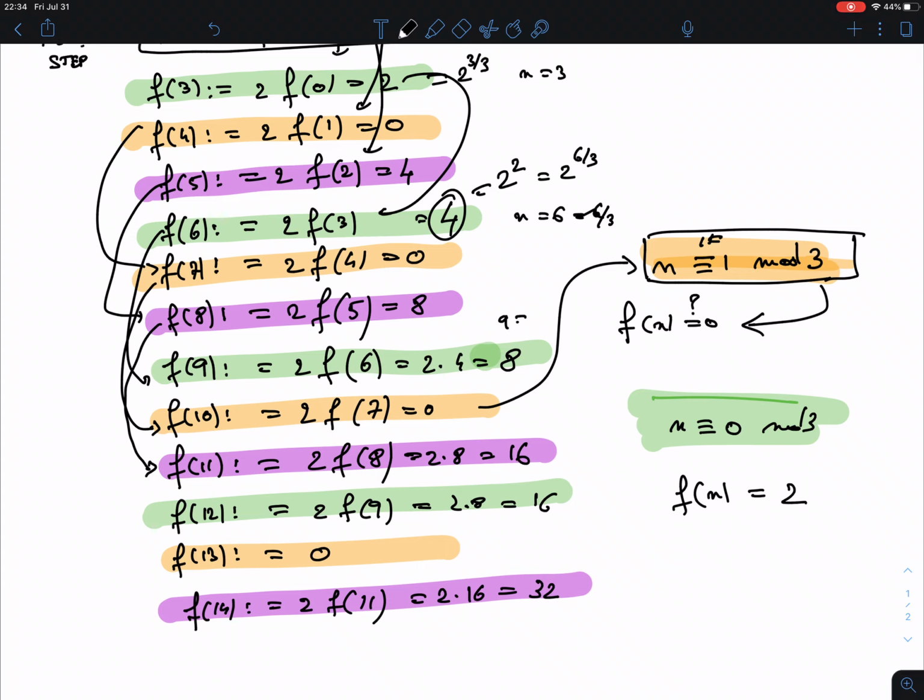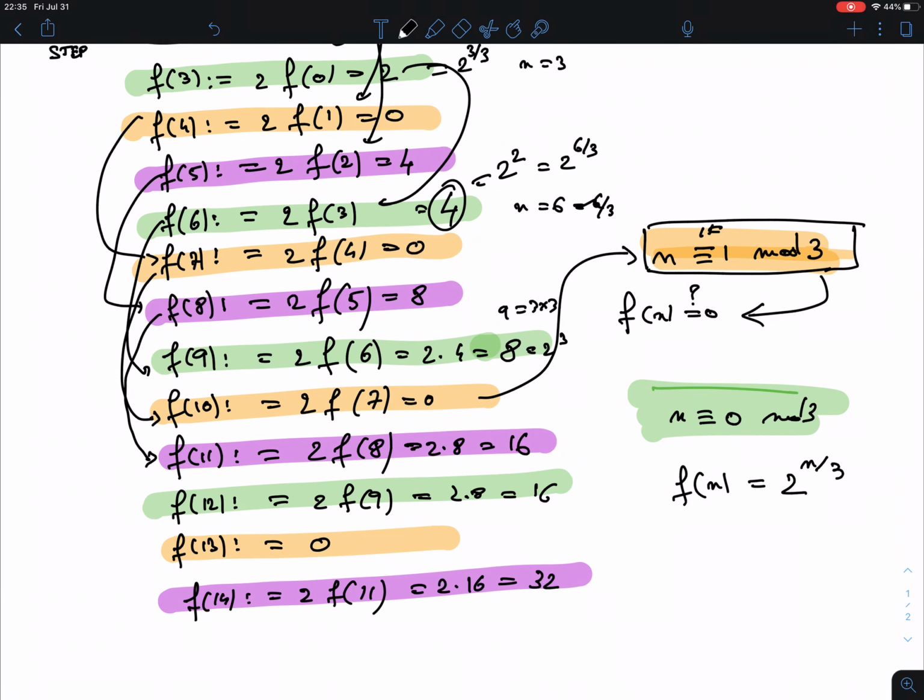9. 9 is 3 times 3, right? So this is 2 to the third. So what we're thinking is, in this case, the formula should be that the exponent of 2 is you take the index and divide by 3.